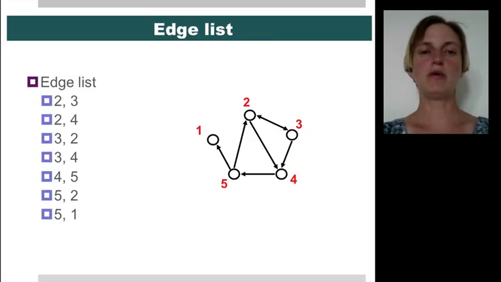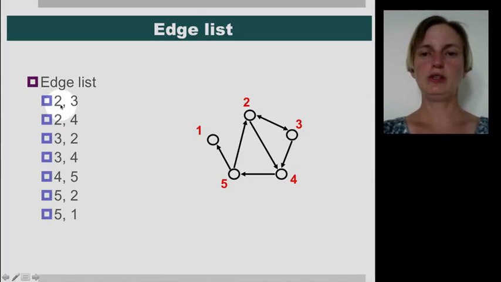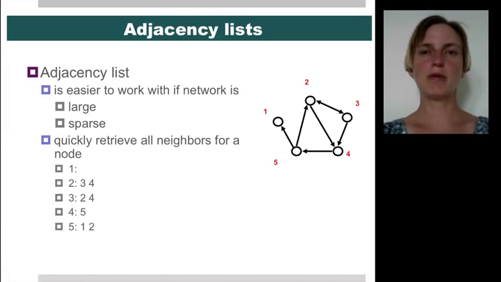We don't always have to use the full adjacency matrix. We can also use the edge list, and it's just a bit shorter. So instead of a bunch of zeros, you just list the things that are there. So 2 has an edge to 3, 2 has an edge to 4, etc. Now you can become even more compact than that, especially if the network is very large and very sparse.